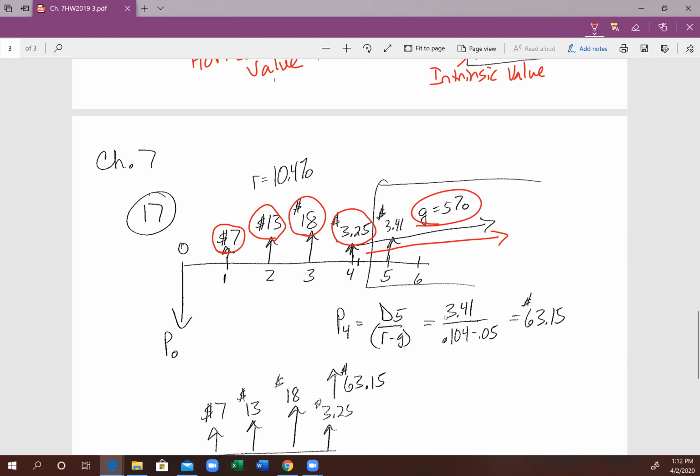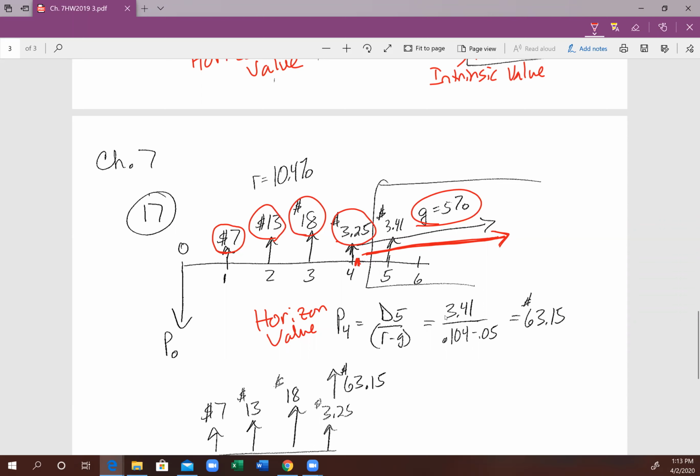Okay? So if we want to set up our horizon value at the beginning of when the annuity starts growing at a constant rate, and remember, after year 4, it starts growing at a constant rate.